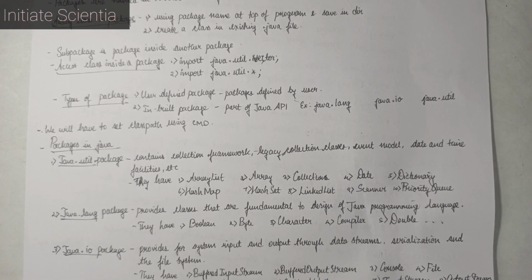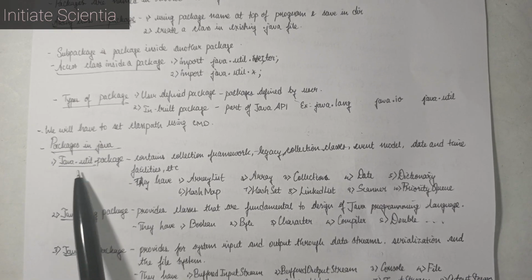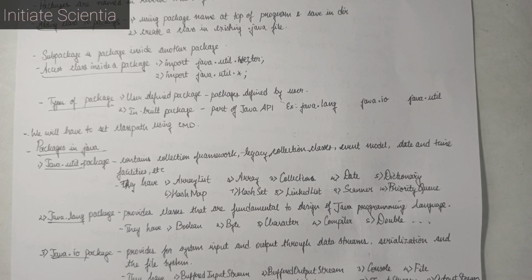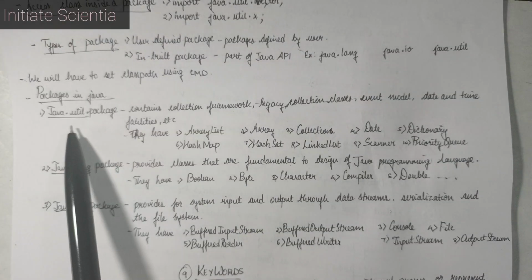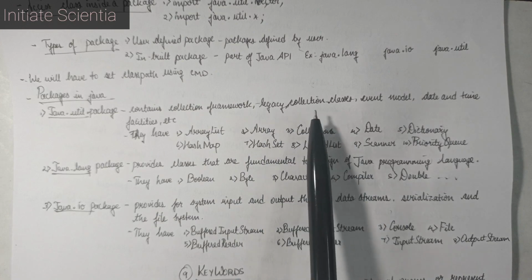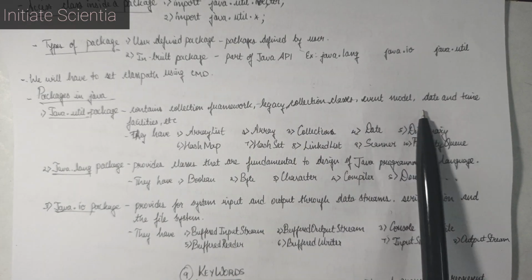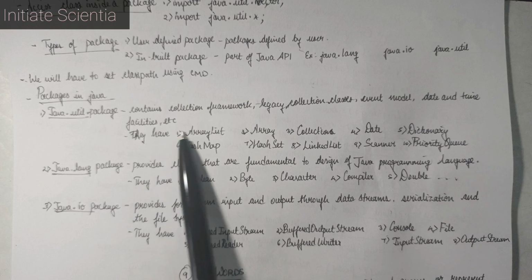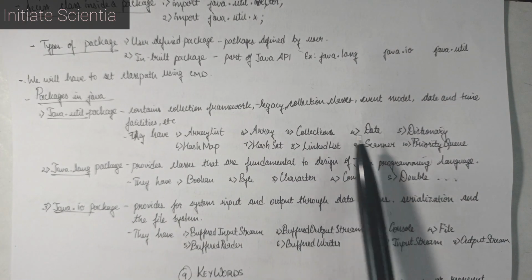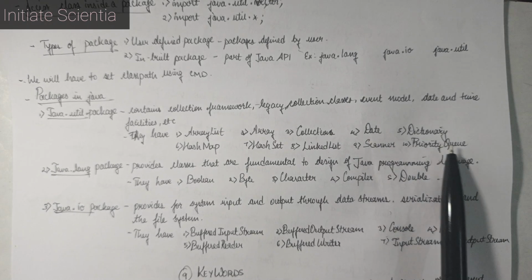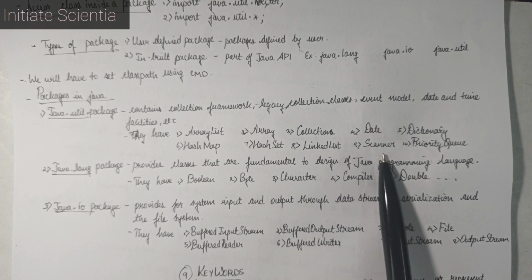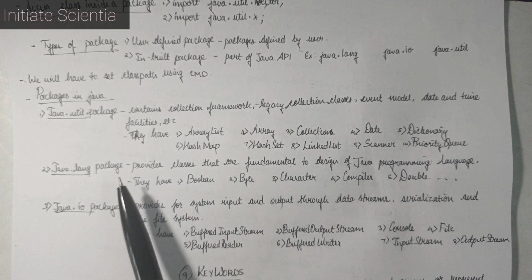Next, let's see a few packages in Java. The java.util package is one of the inbuilt packages present in Java. It contains collection frameworks, legacy collection classes, event model, date and time facilities, and so on. They have ArrayList, Arrays, Collections, Date and Time, Dictionary, HashMap, HashSet, LinkedList, Scanner, and PriorityQueue.